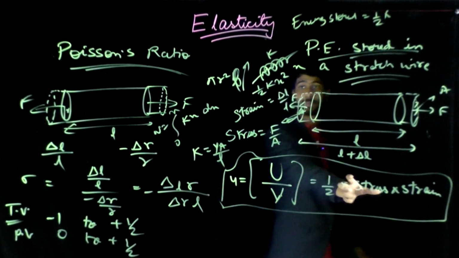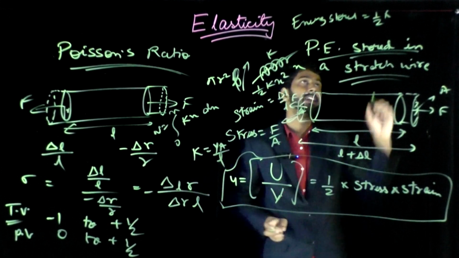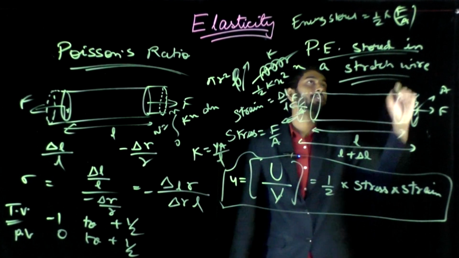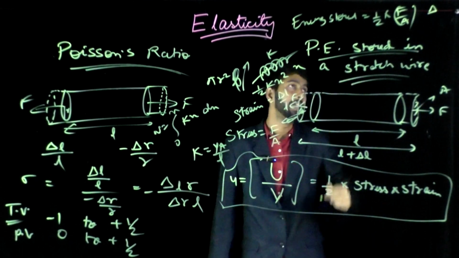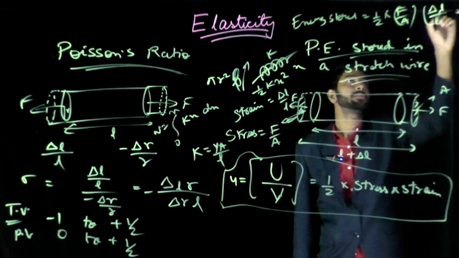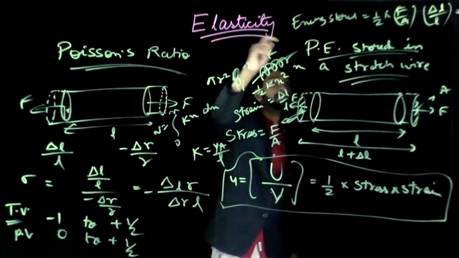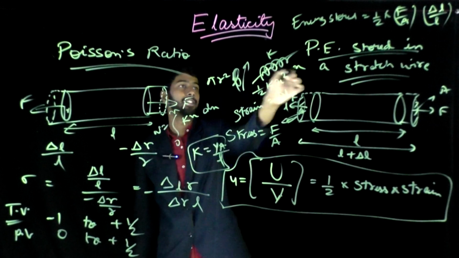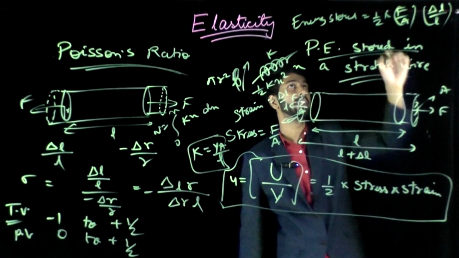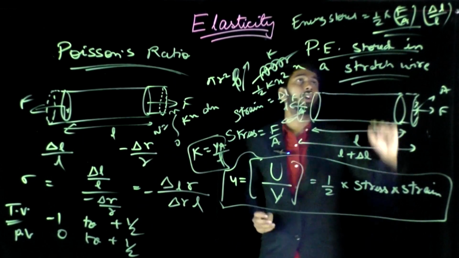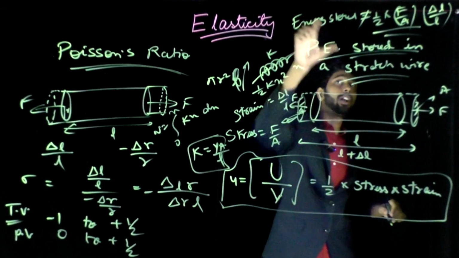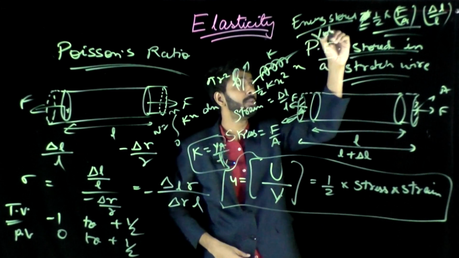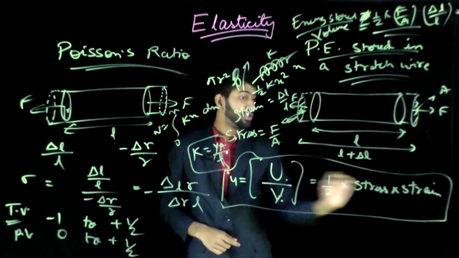So your half into stress is basically F by A, and strain is basically delta L by L, right? And in fact, when you use this K equal to YA by L in half Kx square, where you put X equal to delta L, you'll get this formula. But this is slightly wrong. You're not supposed to write energy stored is this. You're supposed to write energy stored per volume. Energy stored per volume is this, right?